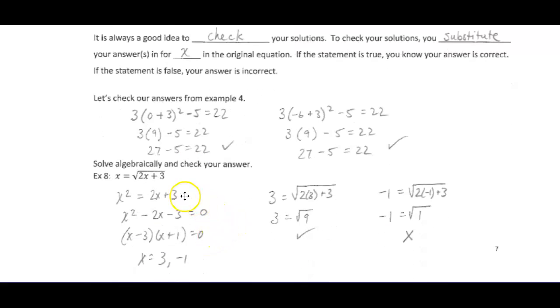So for example 4, if we went back and inserted our answers, it does check out for both of them. When we put in a 0, it works out that both sides are the same. And when we put in a -6, it works out that both sides are the same.